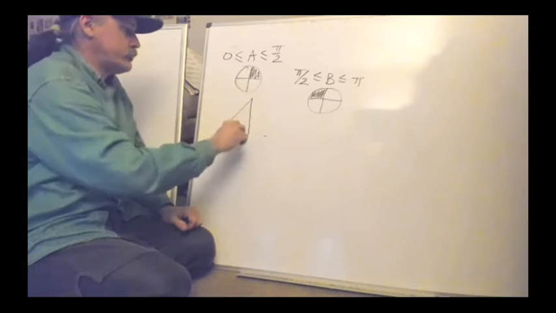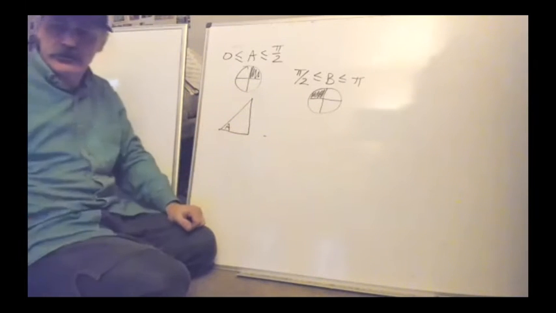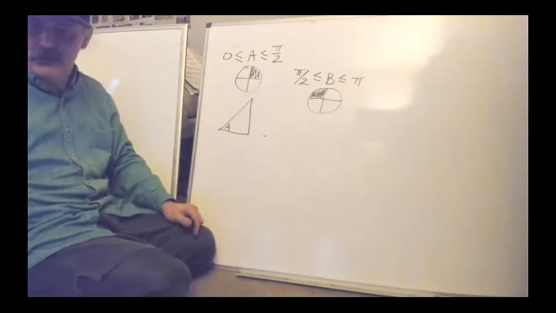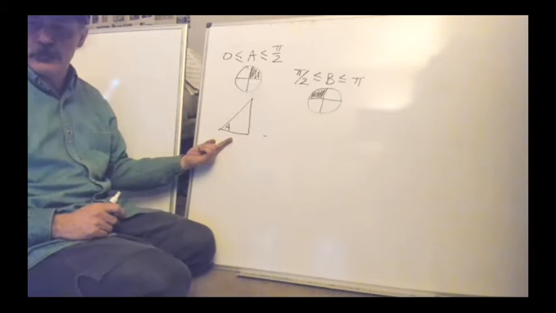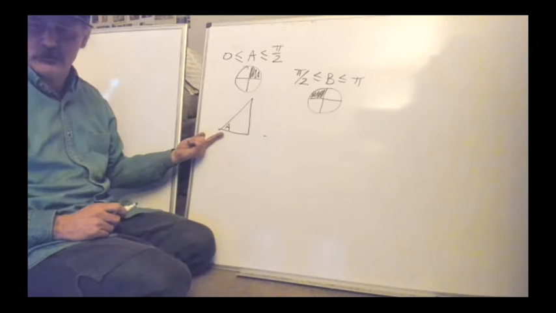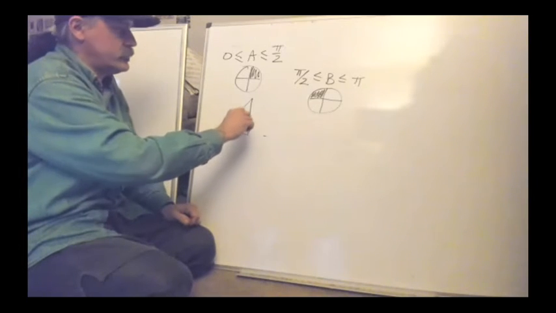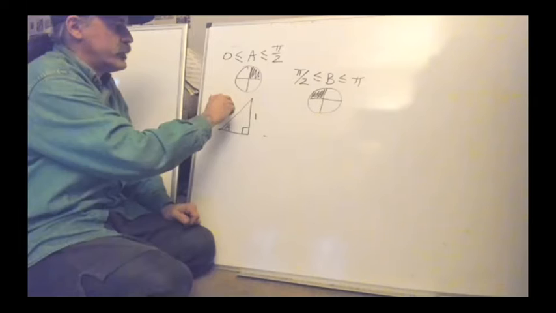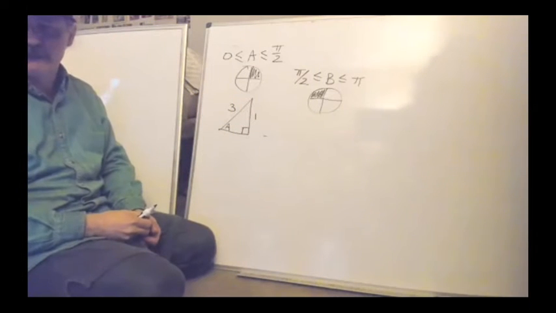So the first problem, they told us that the sine at the angle A was 1/3. So I'm going to model the problem using a triangle. For the angle A, I'm going to use this triangle. They said the sine was 1/3, so opposite over hypotenuse is 1/3.